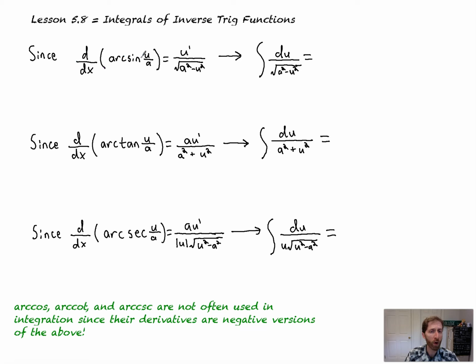We know the derivative of arc sine of u over a is u prime over root a squared minus u squared. So if we take the integral of that same exact content, something of that setup, then we're going to end up with arc sine of u over a, just going backwards, plus c. Here we have u prime over root a squared minus u squared. So its antiderivative would be what the original function was. So the derivative of this is that. So that's the antiderivative. Very simple.